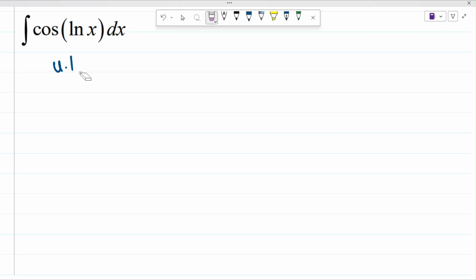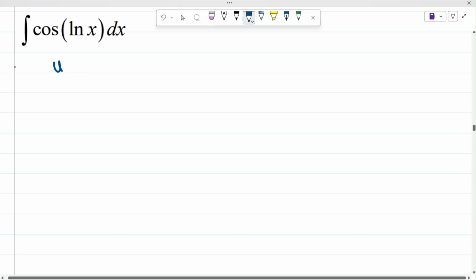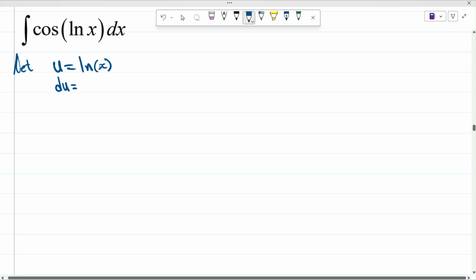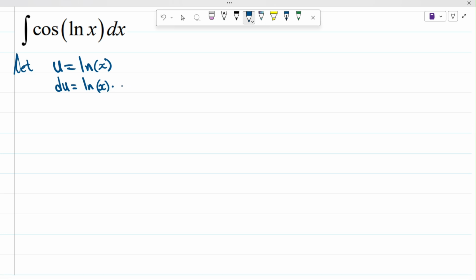So this is going to be our u. Let u be equivalent to ln of x. And then we differentiate u with respect to x. That means our du is going to be equivalent to the derivative of ln of x, dx.